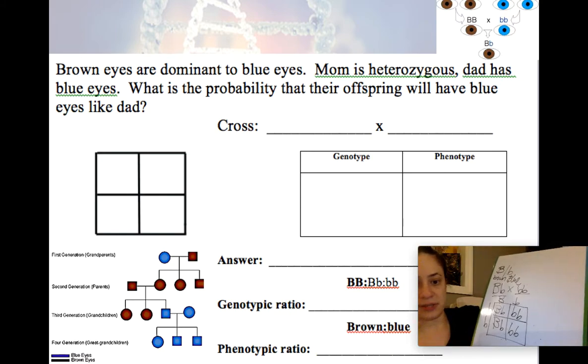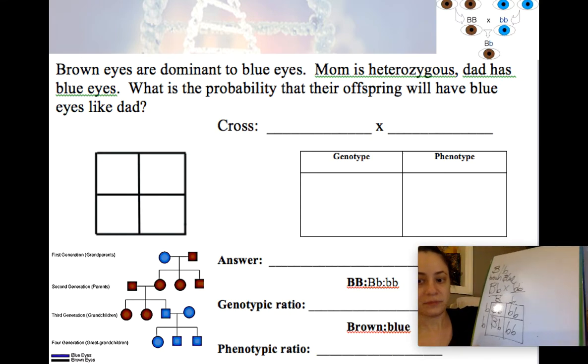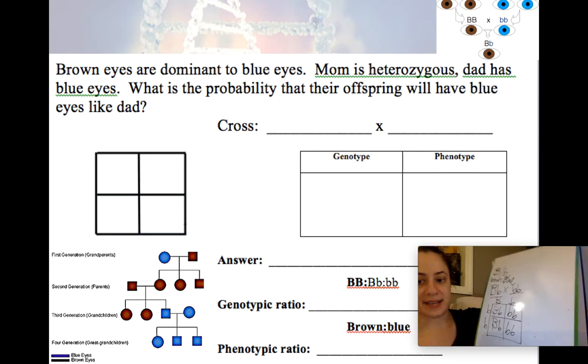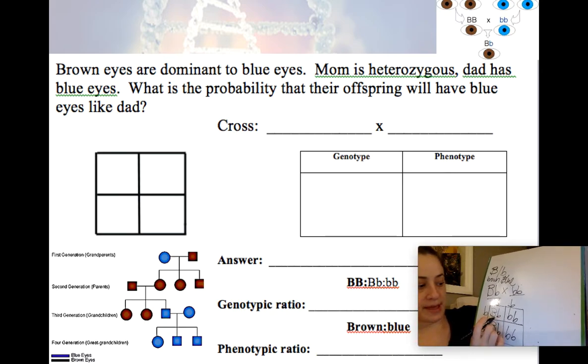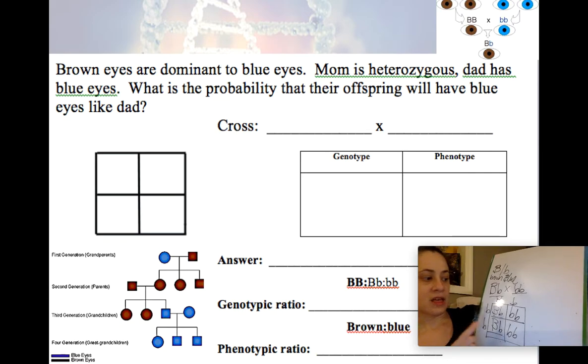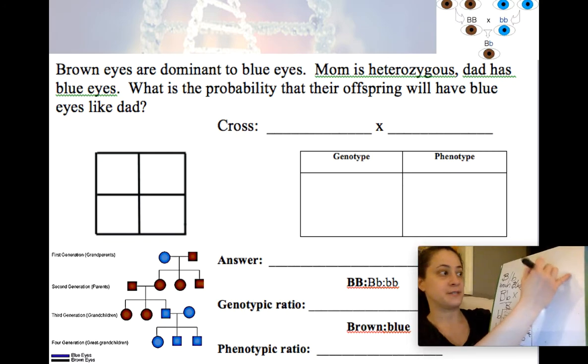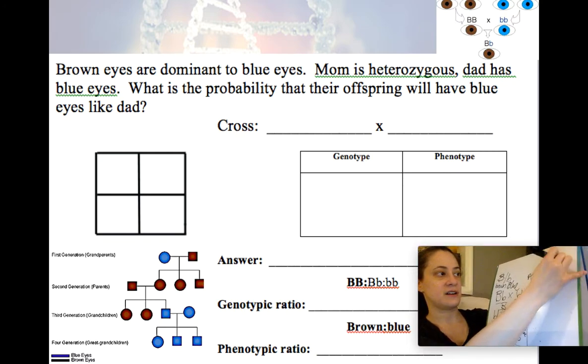Now what we need to do is answer the question. So the question asks, what is the probability that their offspring will have blue eyes like dad? So this would be brown eyes. This would be brown eyes. So brown eyes is the phenotype that goes with the genotype capital B, lowercase b. Here, this is blue, this is blue. So the answer to the problem here is 50%.